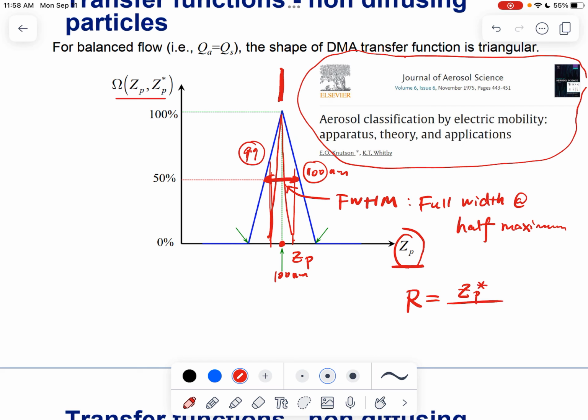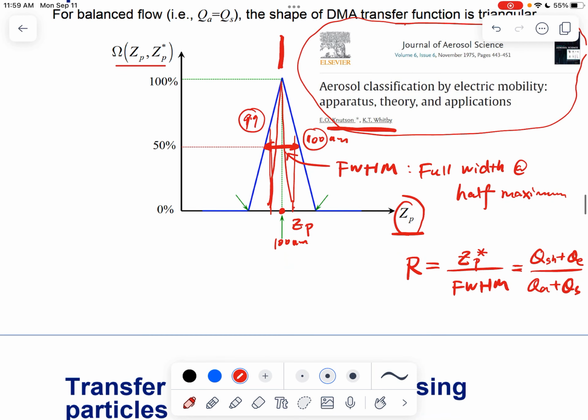And people further define the resolution of the DMA as the centroid mobility, Zp star, divided by the full width at half maximum. And you could also check this paper here. People found that the resolution is just Q sheath plus QE divided by QA plus QS. Okay, it's the ratio of two flow rates. So remember, this is the sheath inlet, this is the sheath outlet, this is the aerosol inlet, this is the aerosol outlet.